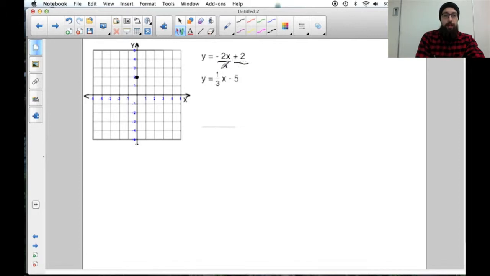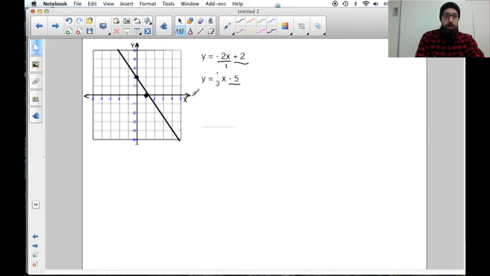So we have negative 2x, which means we go down 1, 2, and to the right 1. This is our first line. We take our line and graph it like that. Next, we do the same thing for the other line and see where we're starting. For this one, our initial value, or our b, is negative 5.